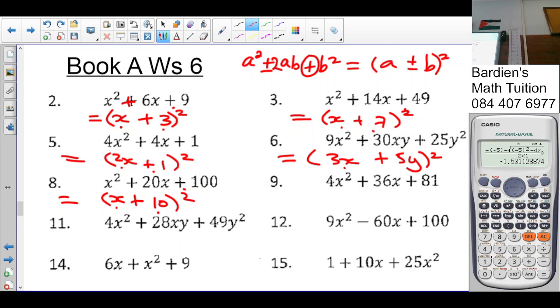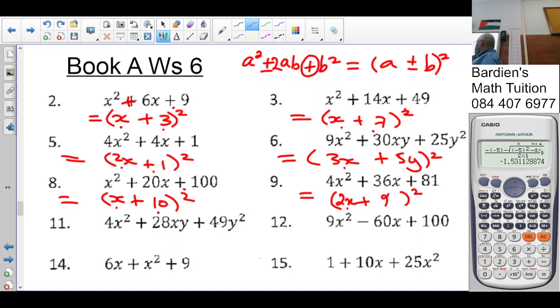What comes before the answer? The previous exercise, that is. The next one? What's the square root of 4x squared? 2x. Square root of 81? 9. Plus or minus? Plus.